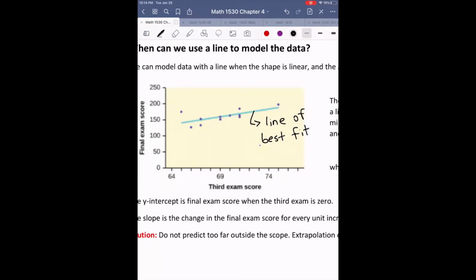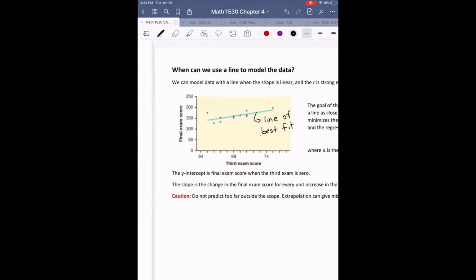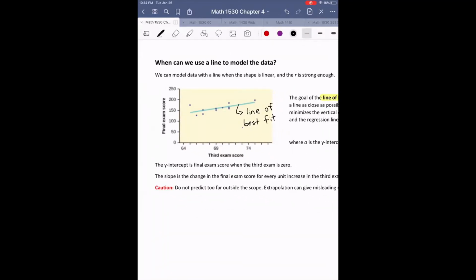So let's talk a little more about the line of best fit before we go on to making predictions, because there's a couple things we want to look at in terms of our line. It's always good to interpret your slope and your y-intercept. So if I'm looking at this example here, how would we interpret our y-intercept? Well, for this one, the y-intercept is the final exam score when the third exam score is 0.